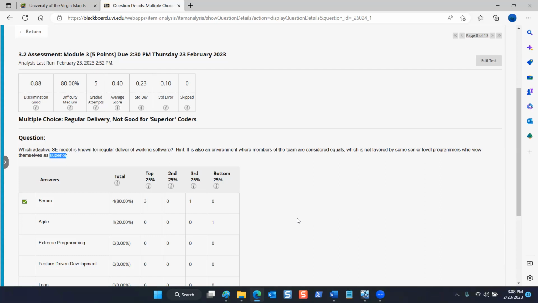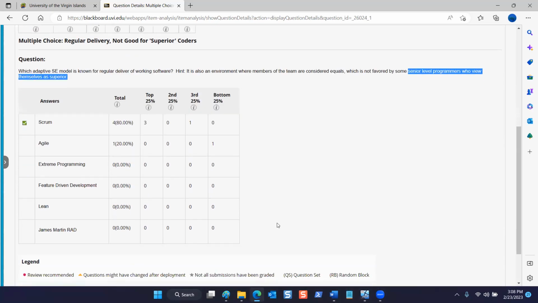In such a case, if a team of programmers had to work with an agile method and there were senior level programmers who viewed themselves as superior, I think feature driven development might be a better fit for that if they had to do an agile model. The answer is Scrum.